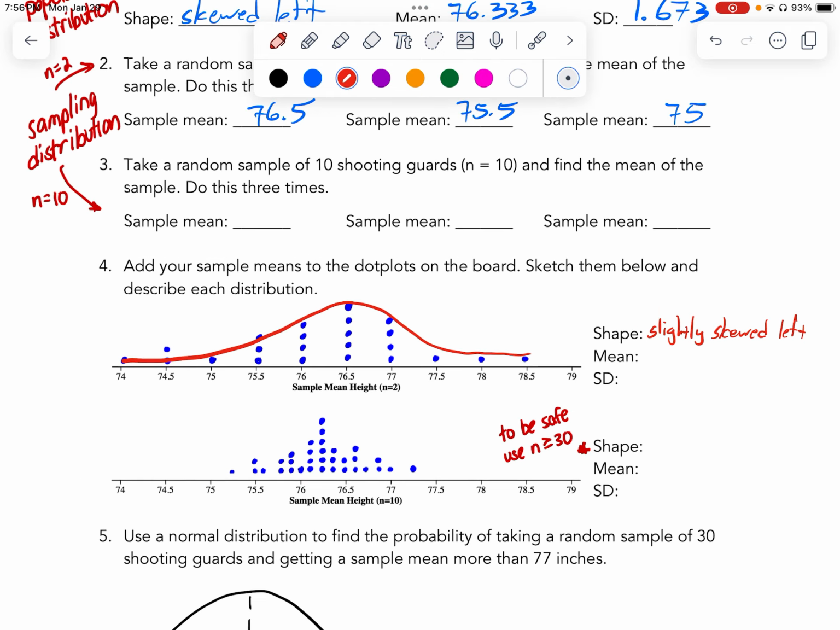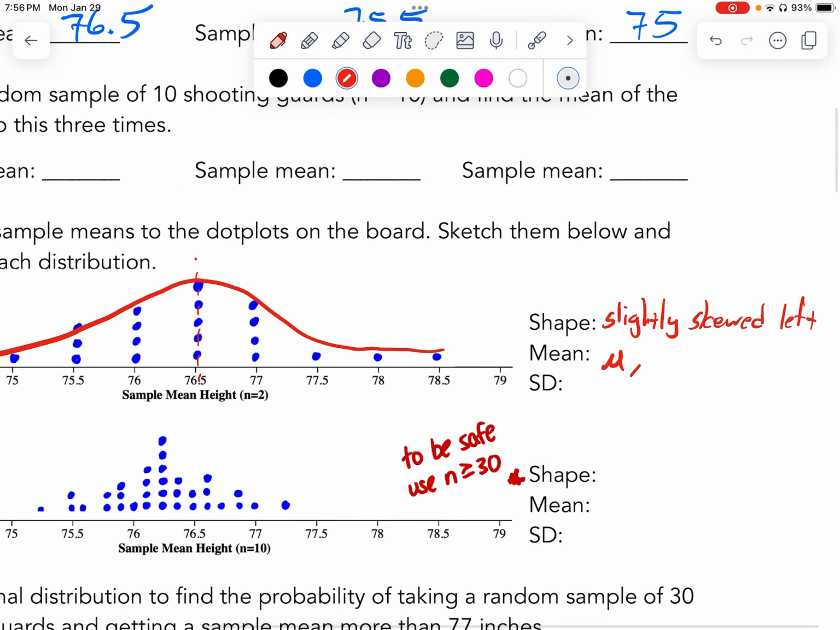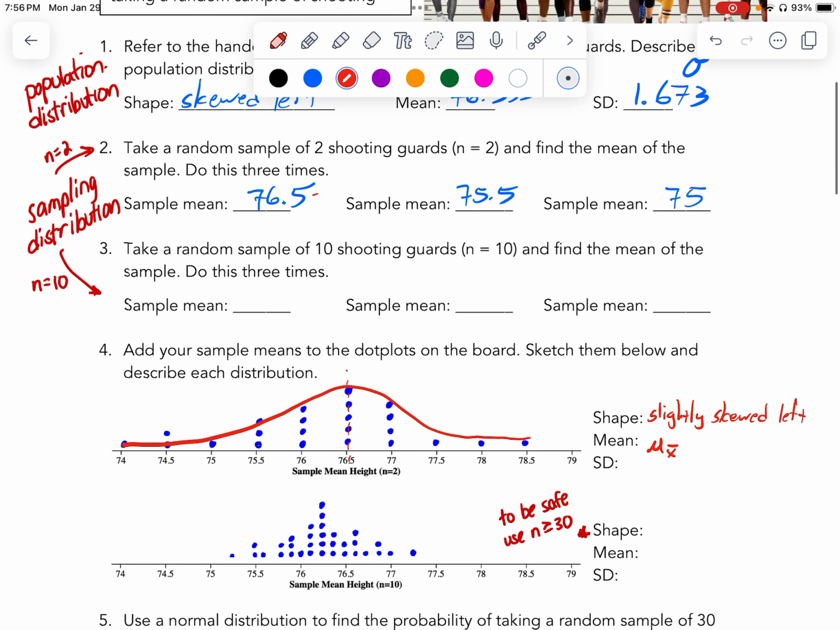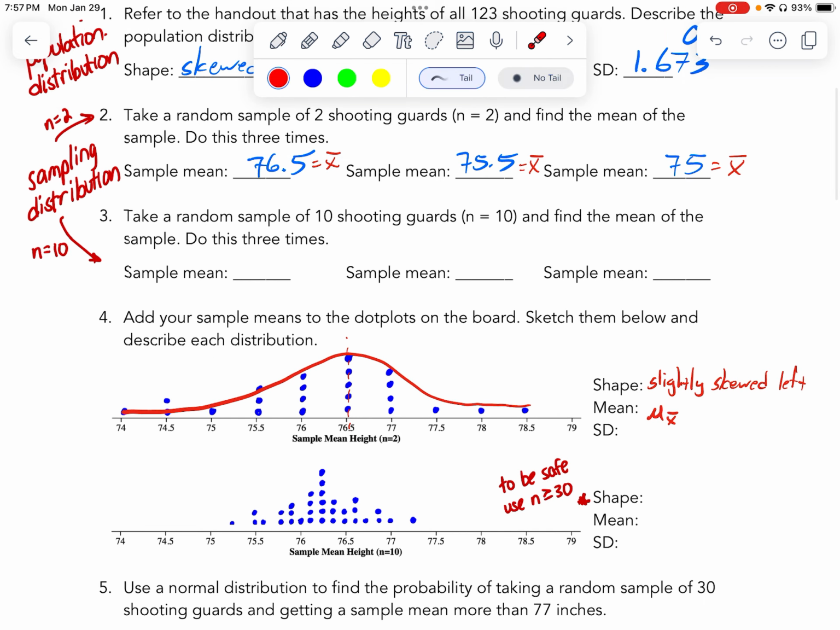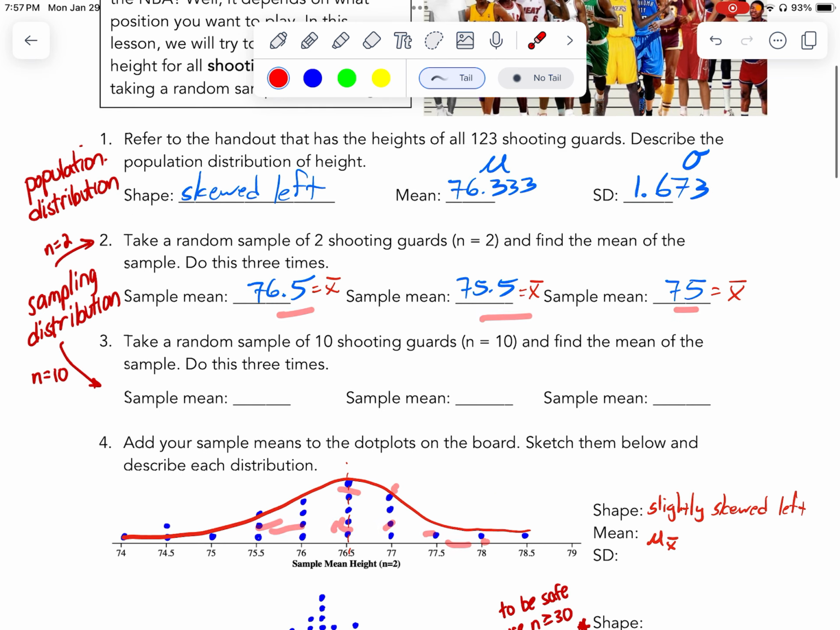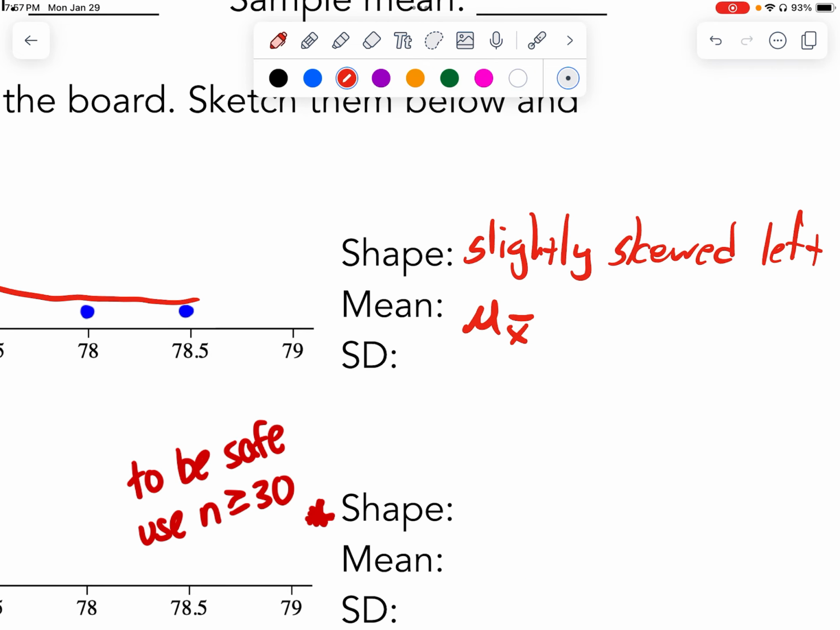Okay, and for the mean, where would this be centered, right? It looks like it's centered right about here, but what we learned yesterday is that the average of x bar, just to be clear, these are all x bars, right? They are the result of a sample. They are statistics. If I take all of these samples and all of these dots and add them all up, it would lead me to mu, the population average, which I know to be 76.333.